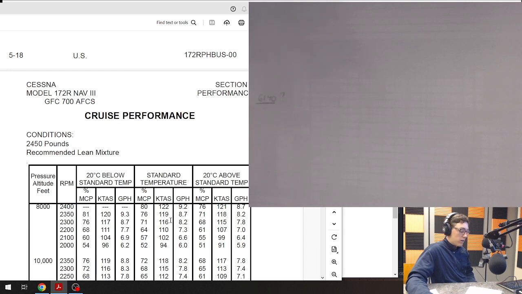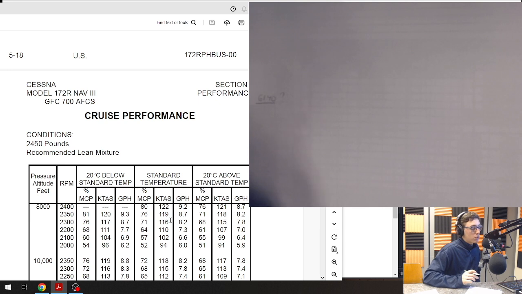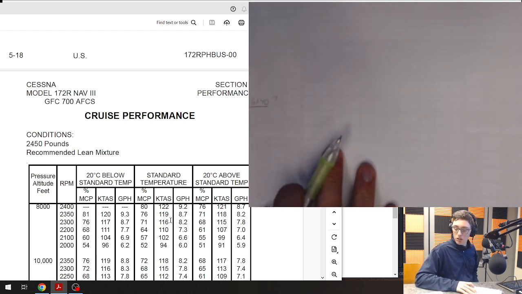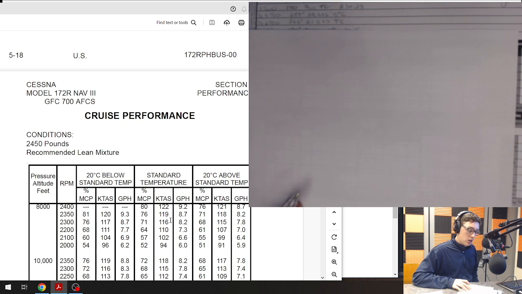2,300. All right. Now, are we above standard temperature or below standard temperature? Let's figure that out. So I know standard temperature at sea level is 15 degrees Celsius. Its lapse rate is 2 degrees Celsius per 1,000 feet. So at this altitude, we should technically be at 2 degrees Celsius, right? So at 6,500, it should be 2 degrees Celsius. However, it's a little warmer. What did we say it was at this altitude? It is 5 degrees Celsius.